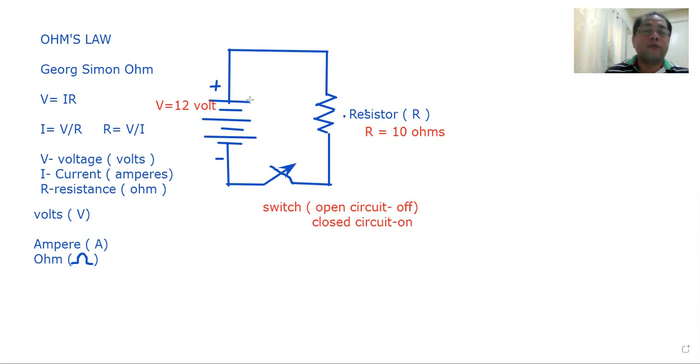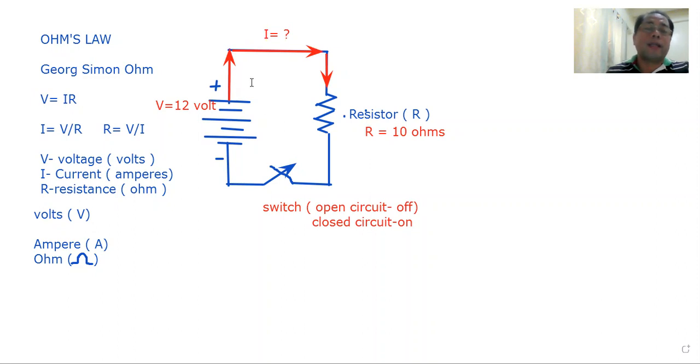So therefore, when we turn on our switch, when we close the circuit, what will now travel here is your current. And by convention, current is always traveling from positive to the negative. It will now enter your resistor. So this is now our representation of our current I. Now, the question is, how much will be the value of this current?